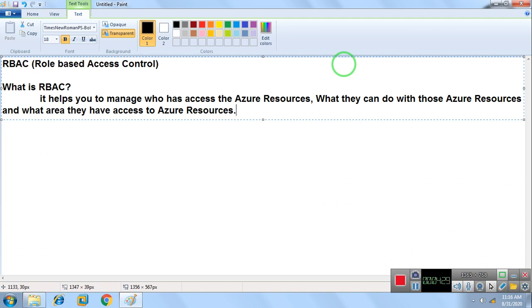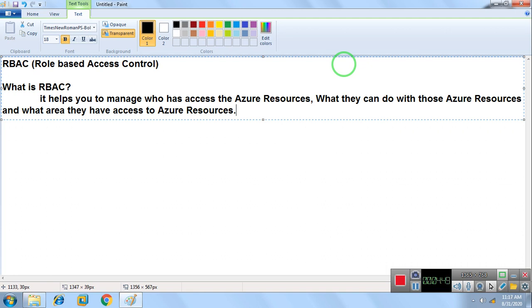So that's what we have, role-based access. We can provide subscription-based access, resource group-based access, and particular resource-based access. It's up to the requirement what type of rights you provide to a particular user.